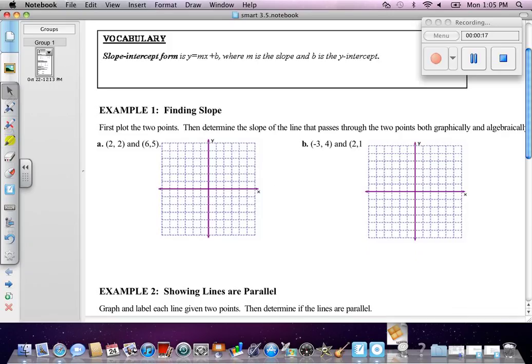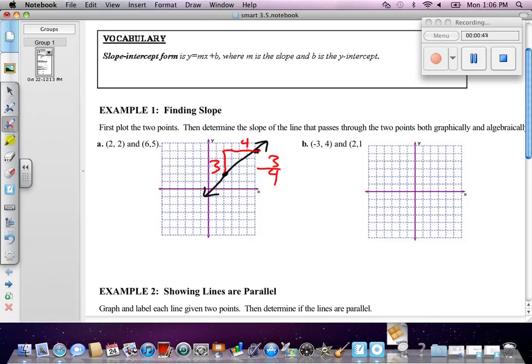We're going to start with plotting these 2 points. We're going to plot (2, 2) and (6, 5). Okay, and we're going to determine the slope 2 ways, graphically and algebraically. First, graphically, we went up 1, 2, 3, and we went over 1, 2, 3, 4. So the slope is 3 over 4.